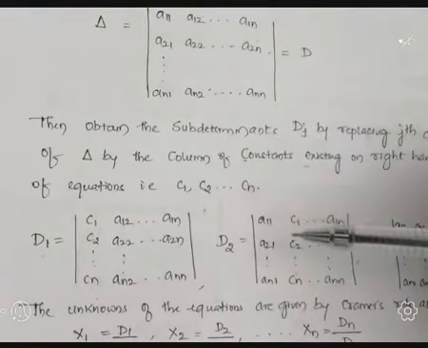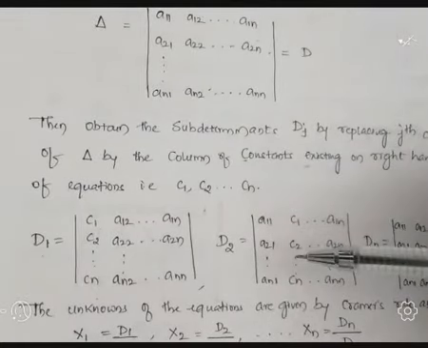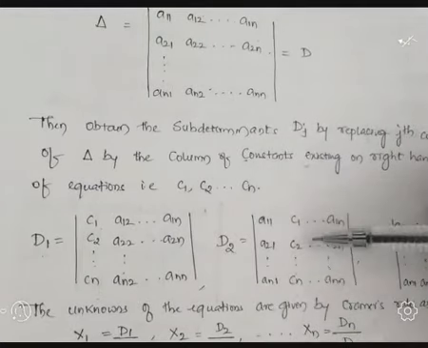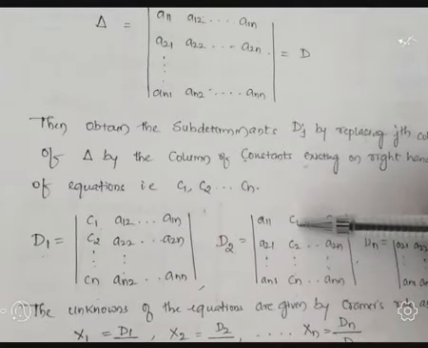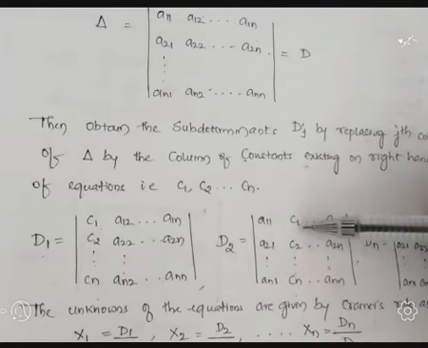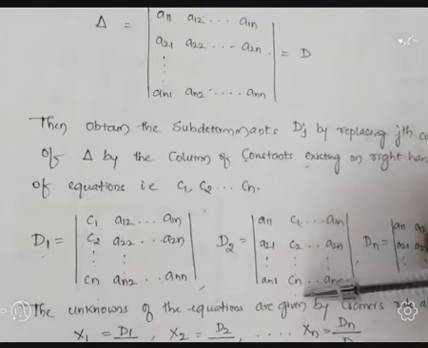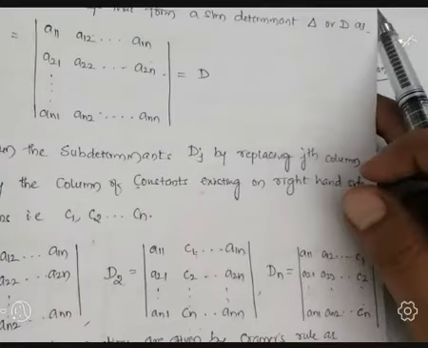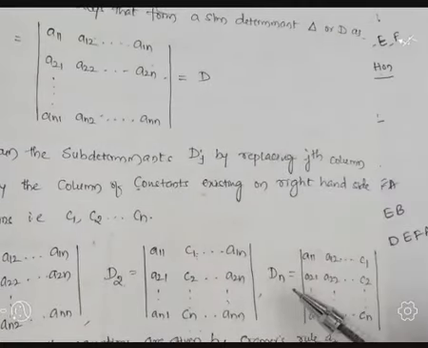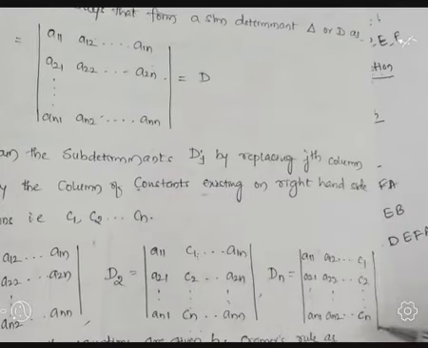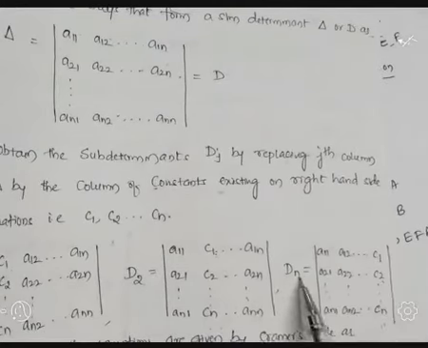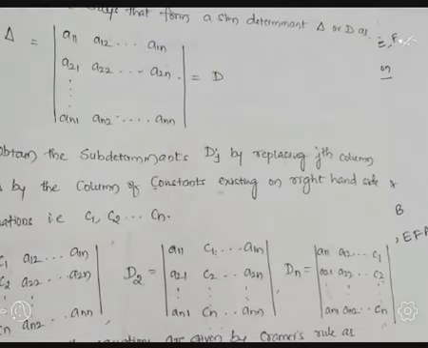Similarly, if you are calculating x2, the respective determinant is D2. So 2 means the second column. The second column coefficients are replaced by the constant terms c1, c2, c3, and so on, cn. Similarly, if we want to calculate xn, the respective determinant is Dn. So the nth column is replaced by c1, c2, c3, and so on, cn. So D1, D2, D3, D4, and so on, Dn are the respective subdeterminants.